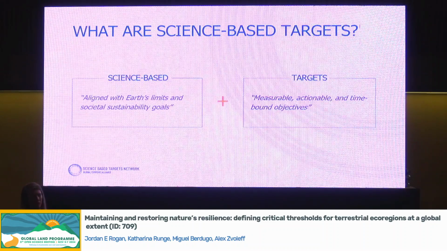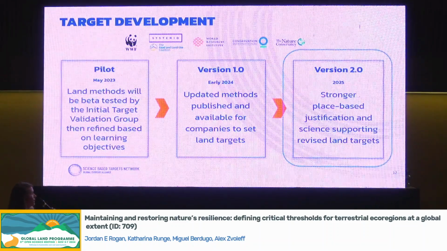So thresholds are key to defining that level of ambition of a target, to make sure it's based in what nature needs in specific places based on the best available science. And just to note, many probably know we already have one version out, but these thresholds are meant to be integrated into what will be version 2, to be at least completed in 2025, to add that place-based science and justification.